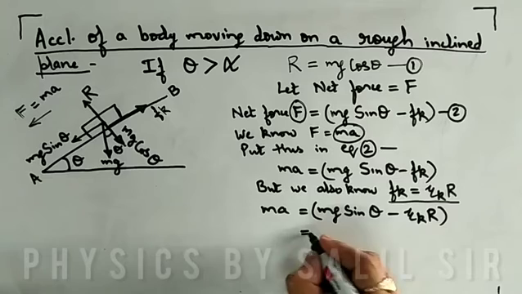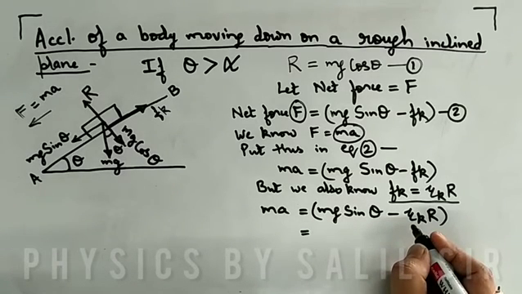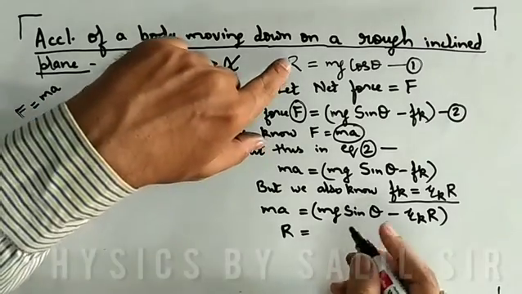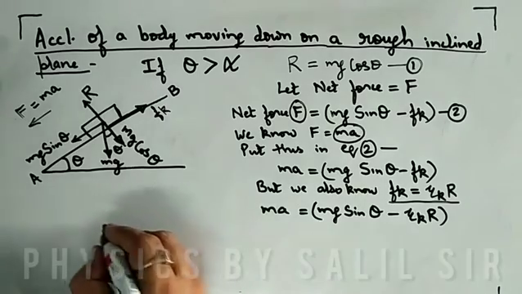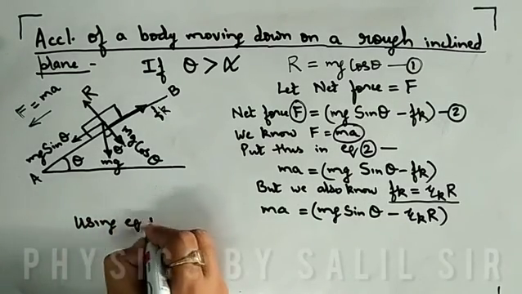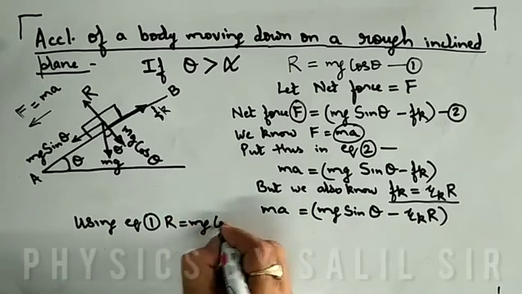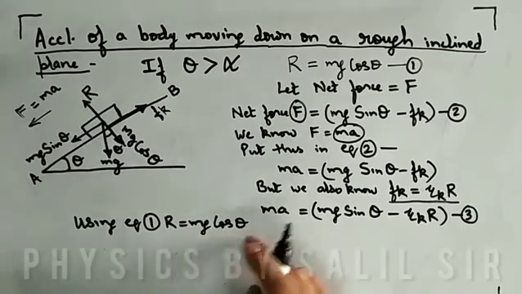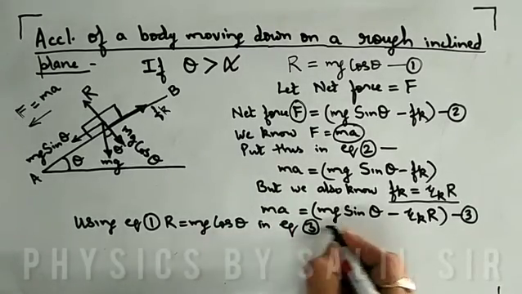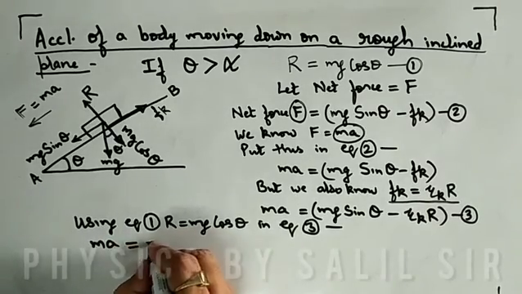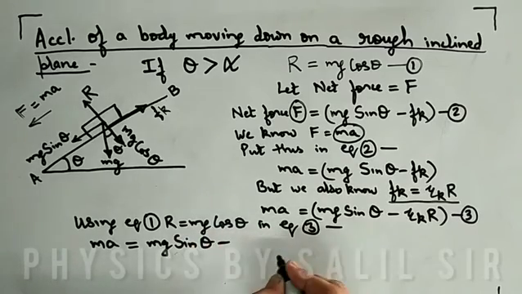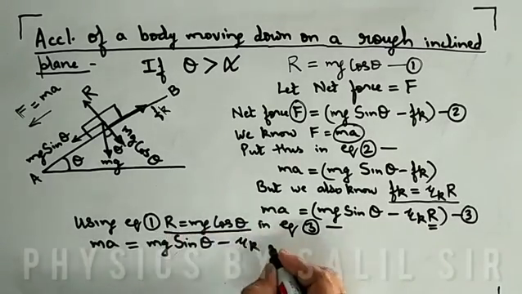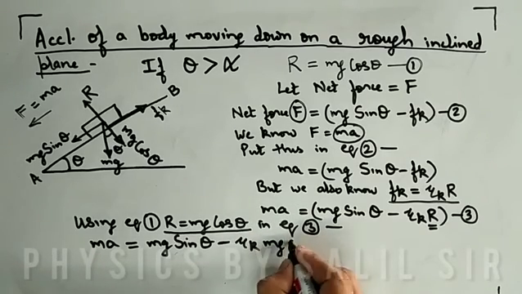Okay, see the figure, we will use equation number 1, that is R is equal to mg cos theta. Suppose this is equation number 3. Using equation number 1, R is equal to mg cos theta in equation number 3, what will we get? It will be ma is equal to mg sin theta minus mu k, and in place of R we are putting mg cos theta.